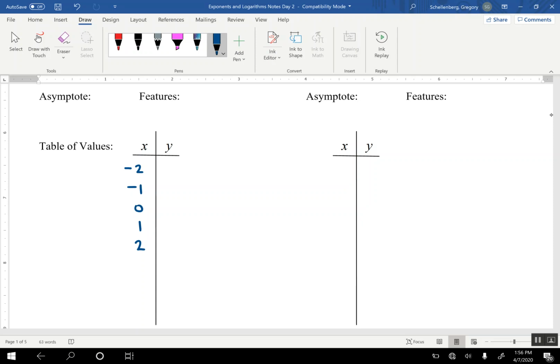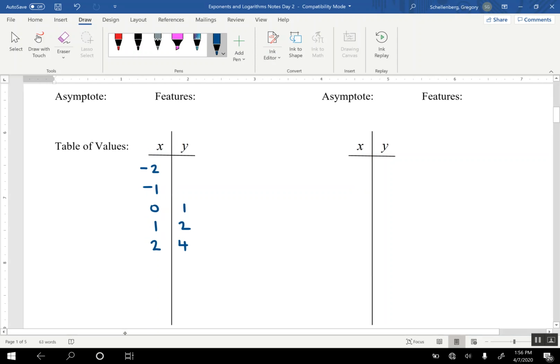Let's think about if x is 0. So we've got 2 raised to the power of 0. The zero exponent law tells us that this is equal to 1. 2 to the power of 1 is 2, and 2 squared is 4. Okay, now we've got negative values of x, so we've got to think about negative exponents.